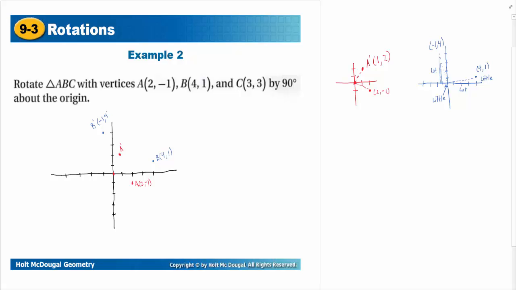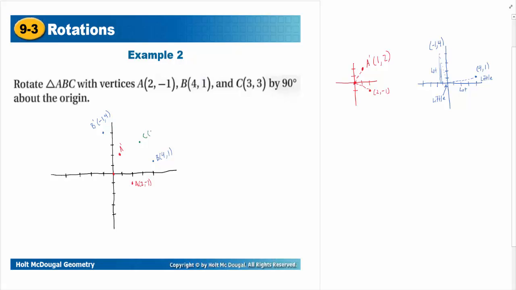Again, if you memorize the rule, you'll know that by rote memory, but the thing is you forget things, and that's okay if you understand the rule. So now we got our second point, and I have one more here. I have C, which is at 3, 3. So 1, 2, 3, 1, 2, 3.